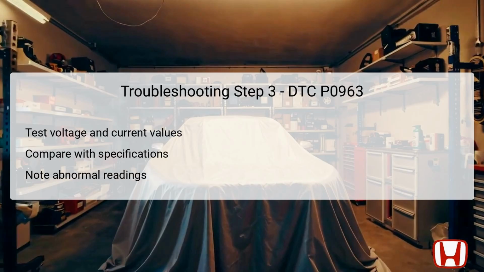The third step in the troubleshooting process involves testing the voltage and current values associated with the CVT drive pulley pressure control solenoid valve. Technicians should use a multimeter to accurately measure these electrical parameters and compare them against the manufacturer's specifications. Any values that fall outside of the normal range could indicate a fault within the solenoid valve or the control circuit. If the current is higher than expected, it could point towards a short circuit scenario.